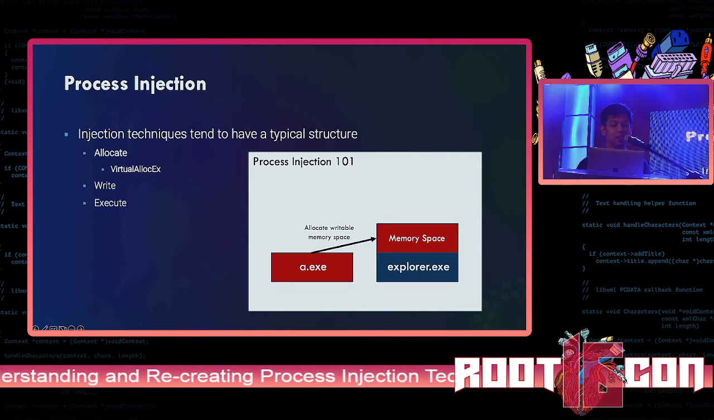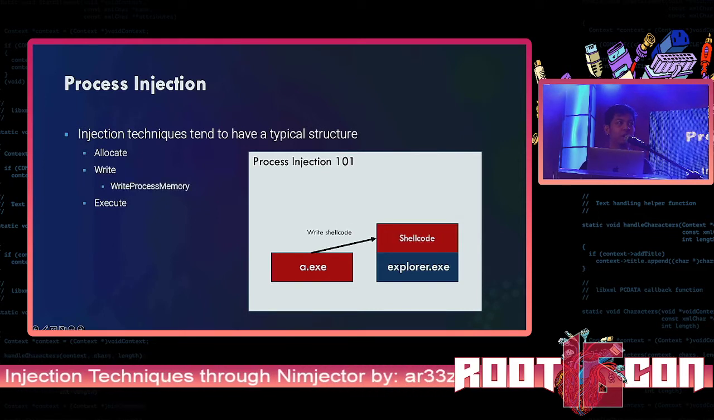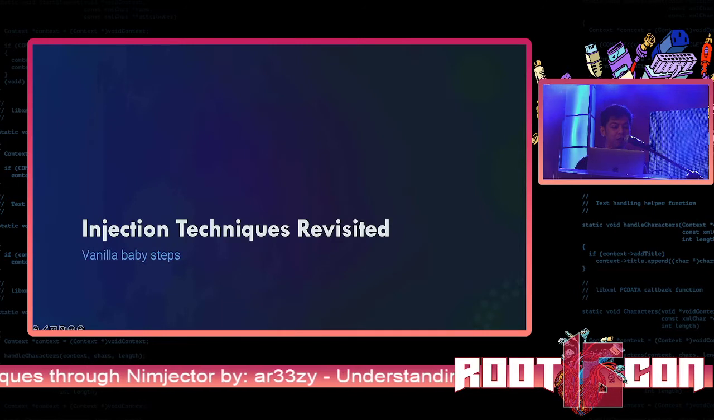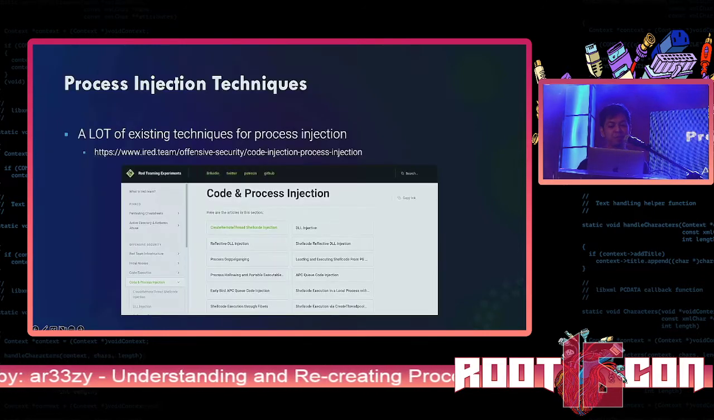VirtualAllocEx allocates a writable memory space in another process. Next, it's the write. An example would be the WriteProcessMemory API call, which writes shellcode in another memory space. And lastly, it's the execute. Once you've written the shellcode, all you need to do is execute it using CreateRemoteThread.